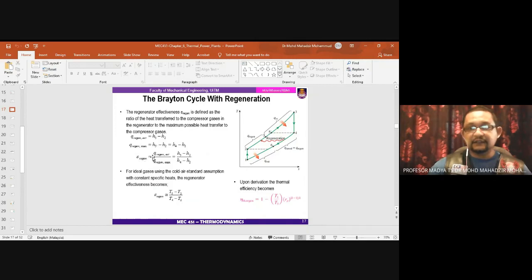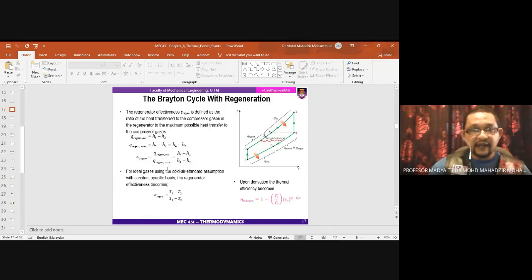That means actual heat regeneration divided by maximum heat regeneration. Therefore, the equation will be H5 minus H2 over H4 minus H2. So this is the equation for regenerator effectiveness.